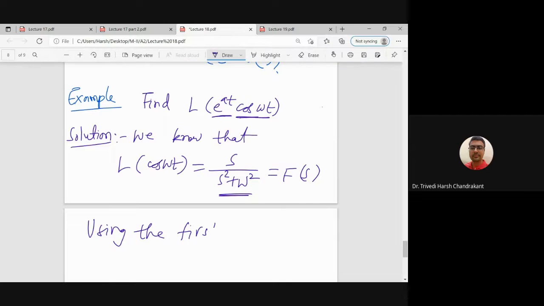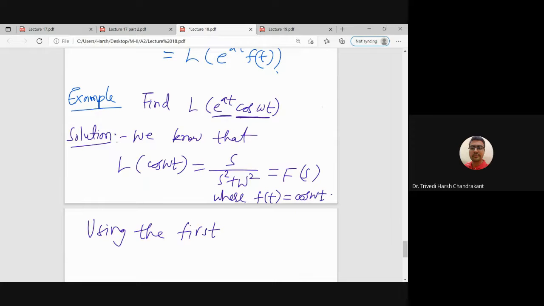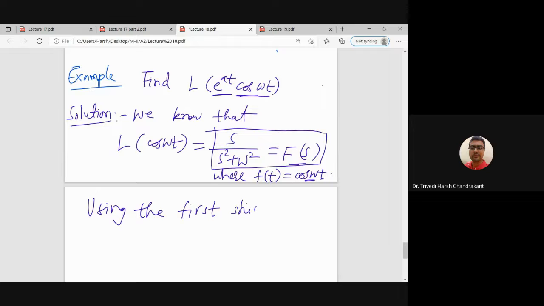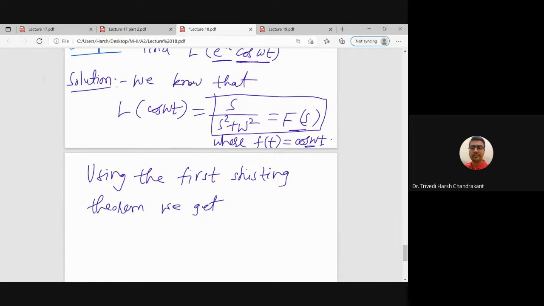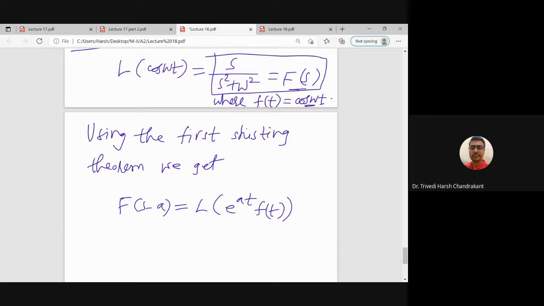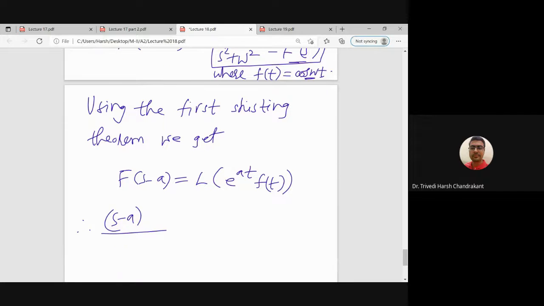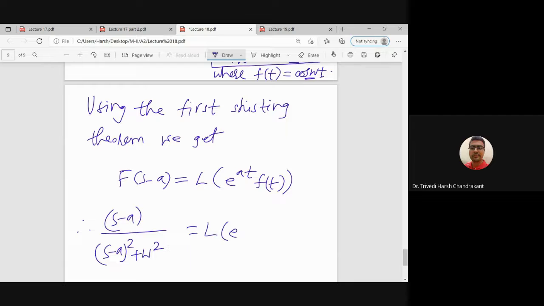So using the first shifting theorem, okay, this capital F(s) where we are taking small f(t) to be cos(wt), right? The Laplace transform of this function is F(s), and using the first shifting theorem, we get F(s minus a) to be the Laplace transform of e^(at) times f(t). So let us substitute. We know F(s). So F(s minus a) is nothing but, instead of s, we need to substitute s minus a, divided by (s minus a) squared plus w squared, is equal to the Laplace transform of e^(at) times f(t).